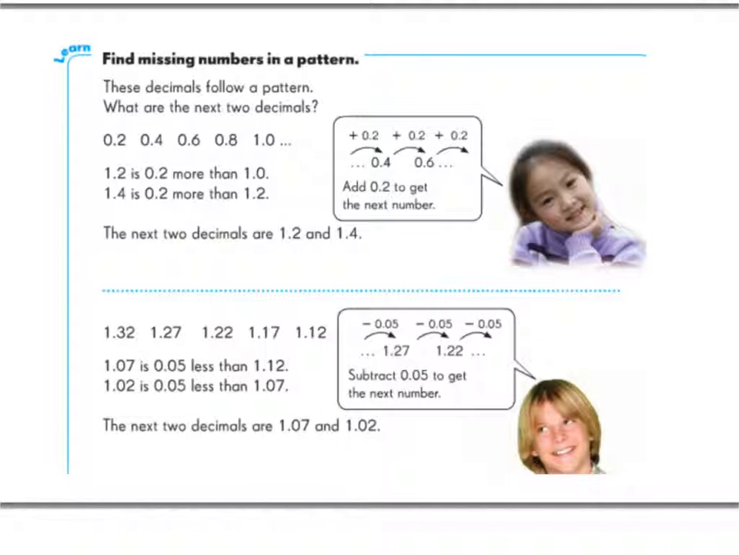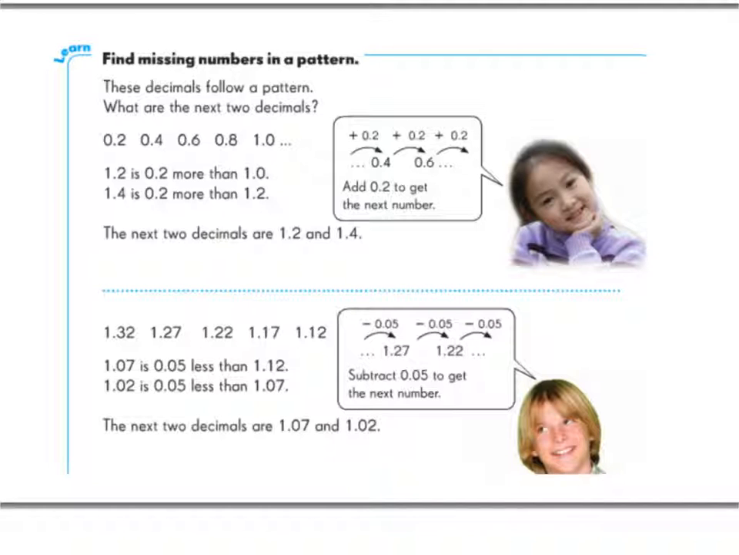The final slide today is about looking at patterns. So we'll go over this really quickly, and you'll practice it in class tomorrow. These decimals, let's read it first. Find the missing number in a pattern. These decimals follow a pattern. What are the next two decimals? So we have 2/10, 4/10, 6/10, 8/10, and 1.